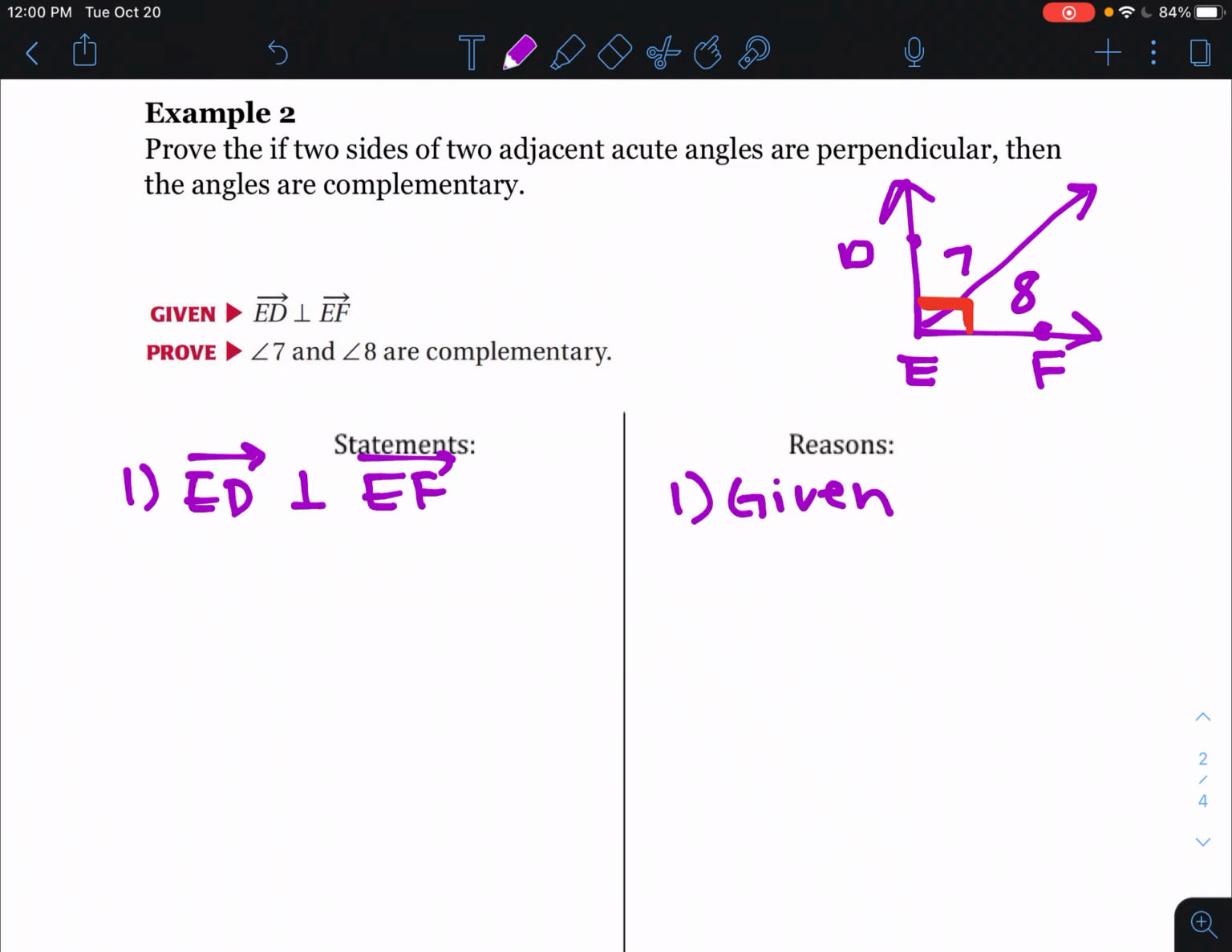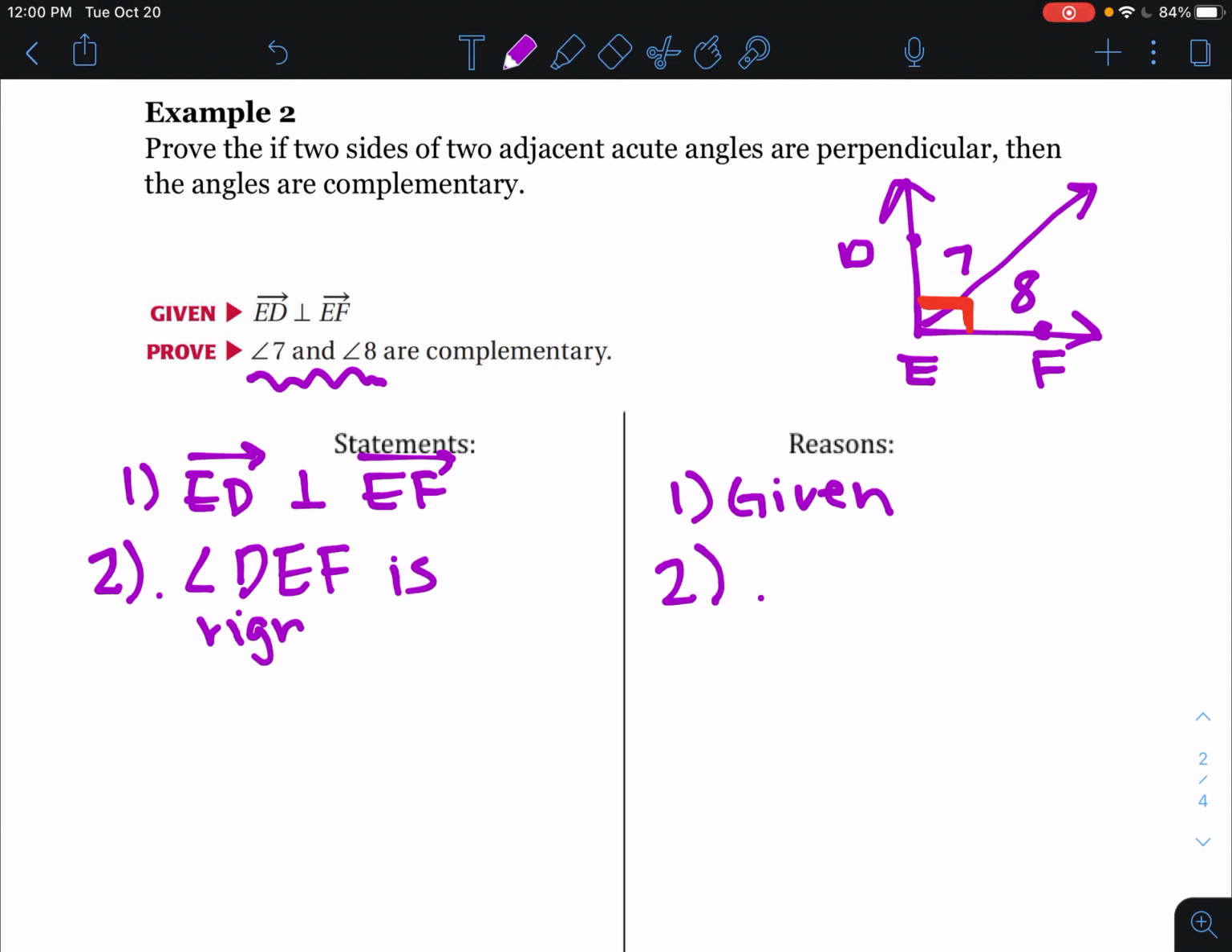Okay, so in this proof, we want to start to introduce some things, and our goal is to say that 7 and 8 are complementary. So what should we do next? Well, the first thing that we can talk about is from perpendicular. What does it mean about perpendicular? We can say that angle DEF is a right angle. Why? It's the definition of perpendicular. It means that DEF is a right angle.